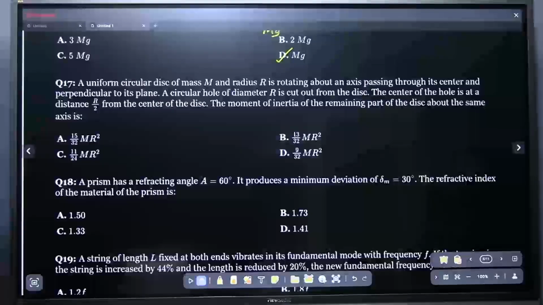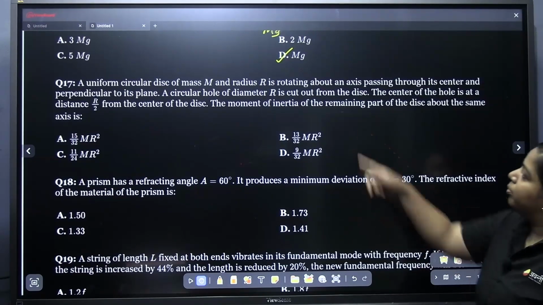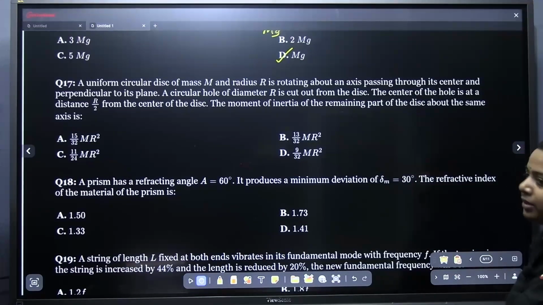A uniform circular disc of mass m and radius r is rotating about an axis passing through the center and perpendicular to its plane. A circular hole of diameter r is cut out from the disc, and the center of the hole is at distance r by 2 from the center of the disc. Moment of inertia of the remaining part of the disc?